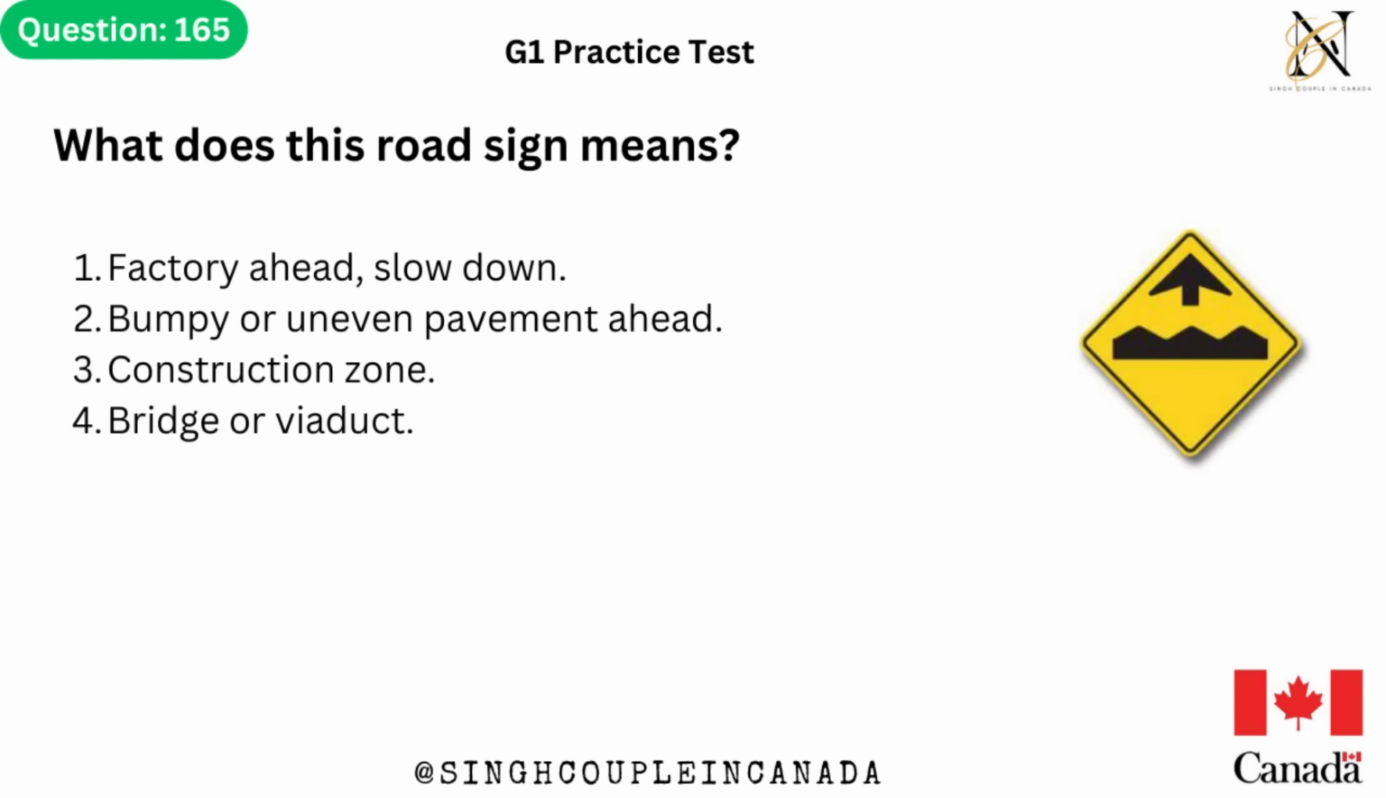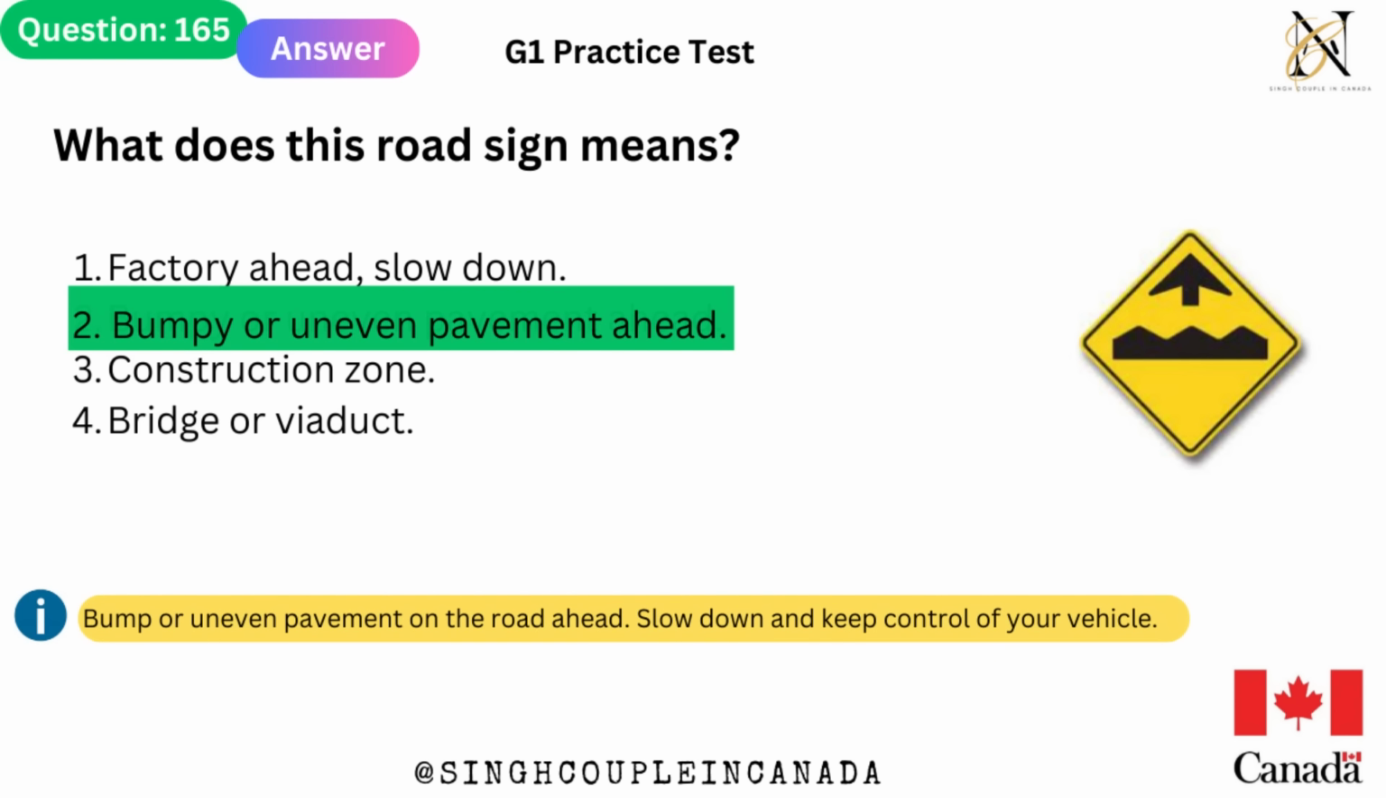What does this road sign mean? 1. Factory ahead, slow down. 2. Bumpy or uneven pavement ahead. 3. Construction zone. 4. Bridge or viaduct. The answer is 2. Bumpy or uneven pavement on the road ahead. Slow down and keep control of your vehicle.